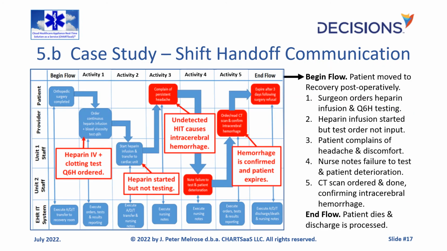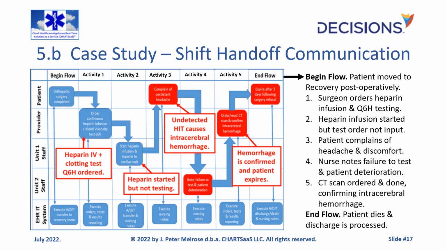Here is a flowchart depicting the sentinel event just described, overlaid on a two-dimensional table of the event process activities, the column headings across the top, versus the actors, the row headings along the left side. The actors include, from top to bottom, the patient, the provider, in this case an orthopedic surgeon, nursing staff on Unit 1, the recovery room, nursing staff on Unit 2, the post-op surgical ward, and the EHR IT system.